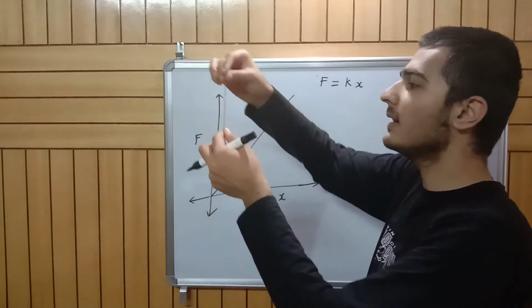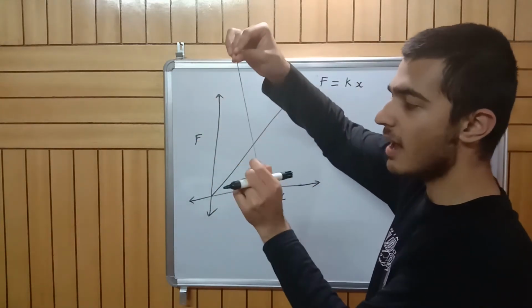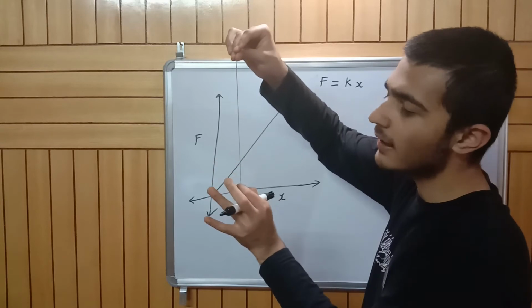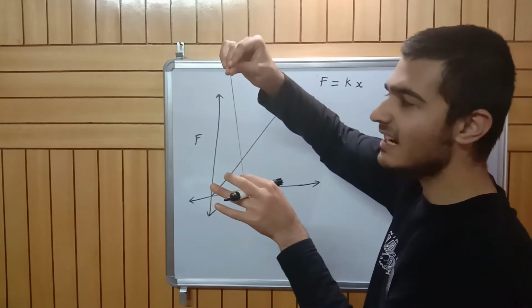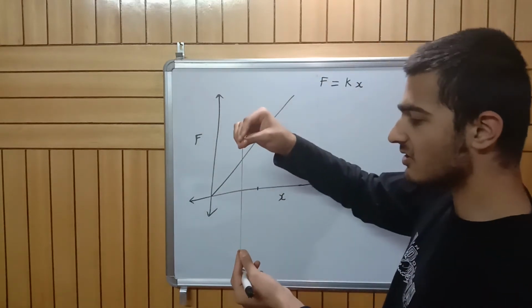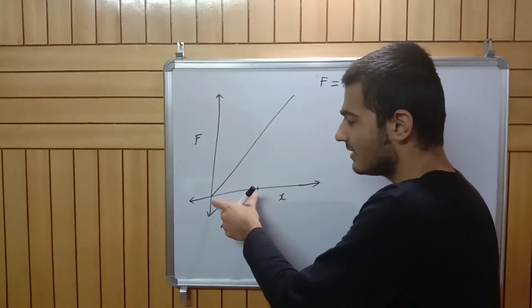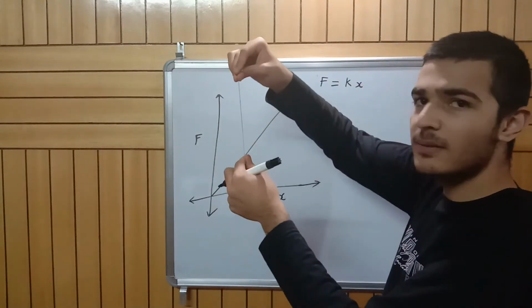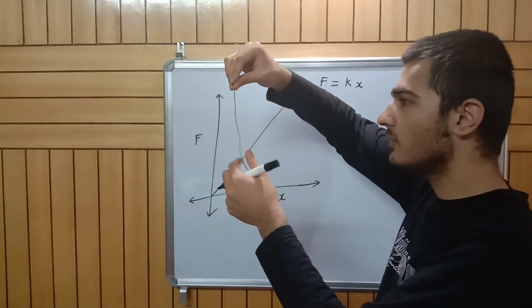So let's say I start at this point. I move from here to here. I take a small step, I displace it just a bit. Earlier I was at this point, so I had stretched it this much. So this distance actually represents this much amount of this length.